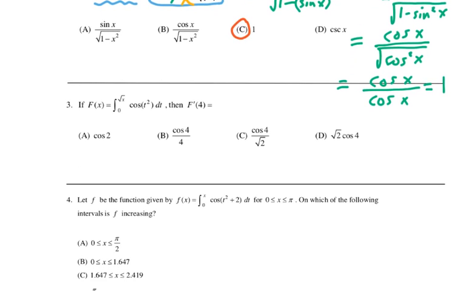Number 3. The answer for number 3, you should have gotten B. If you got it right, fast forward. If not, let's go over it. Number 3, here's your function, and you want to find the derivative, and then we're going to plug in 4. So let's find the derivative first, and then we'll plug in 4 into our answer.